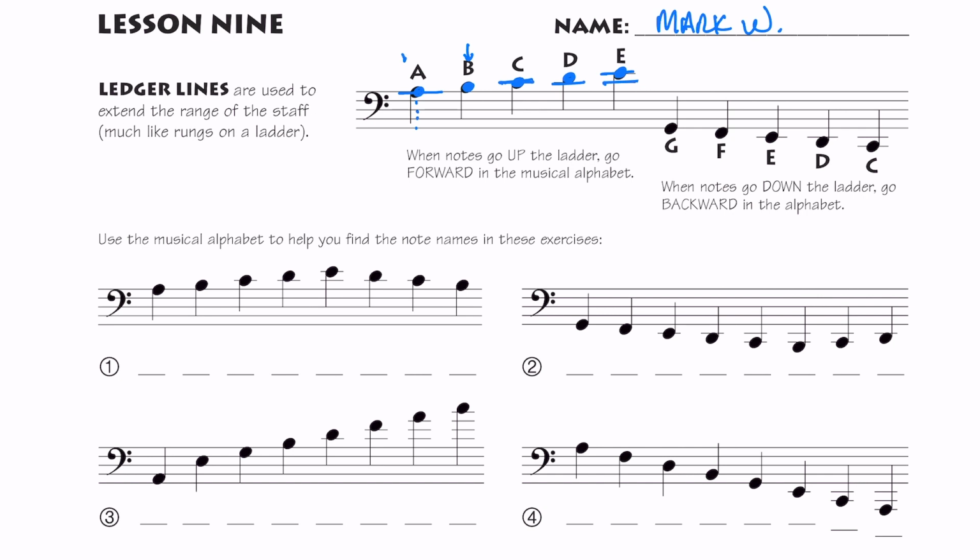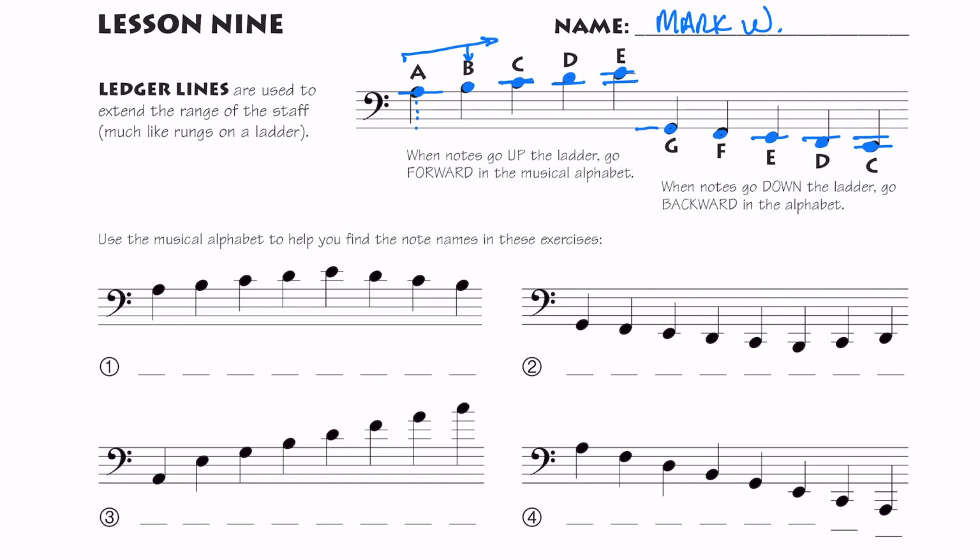So notice that I'm just using the musical alphabet, A, B, C, D, E, but I'm moving up past the range of the staff. I can also go down. If the bottom line is G, and I go below, I'm working my way backwards in the musical alphabet. So I'm counting down my ladder, and I'm using ledger lines to extend the range of the staff.